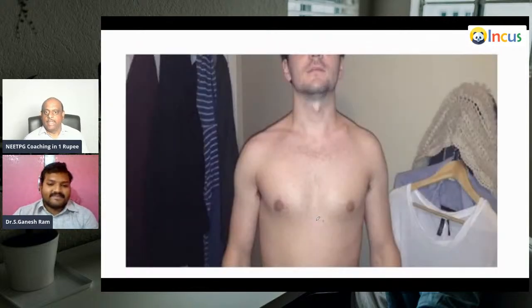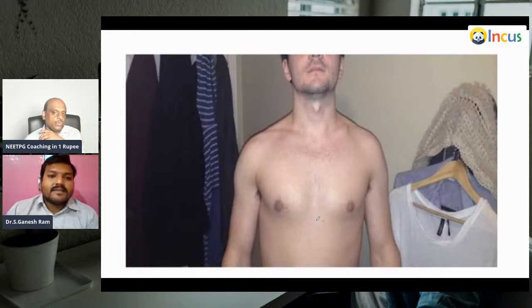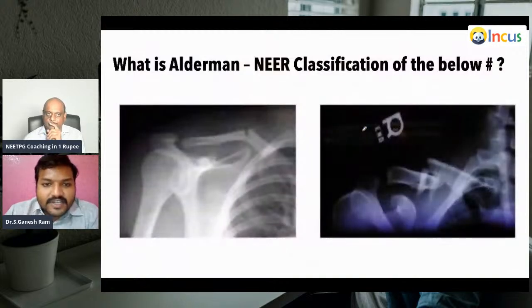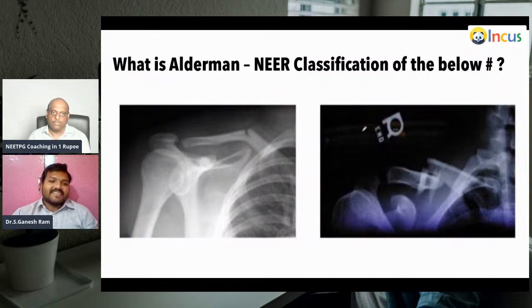Wonderful, doctor. And once more, this is? So this would be a clavicle fracture here. And this is also a case of drooping of shoulders. Yes. So what is the Allman-Neer classification of this clavicle fracture, doctor?